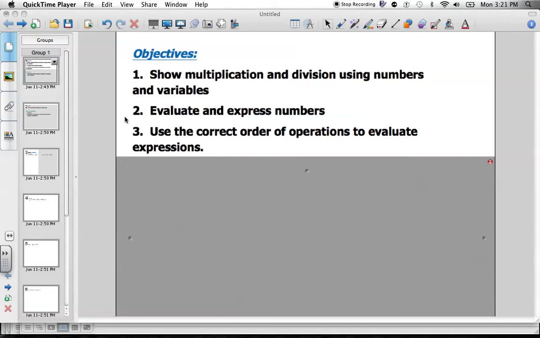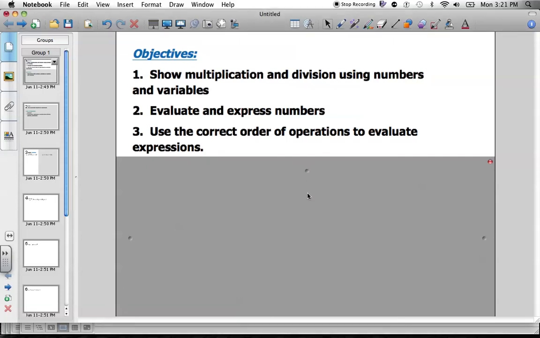What you need to understand at the end of this lesson is, number one, you need to be able to show multiplication and division using numbers and variables. Number two, you need to evaluate and express numbers, and number three, you need to be able to use the correct order of operations to evaluate expressions.